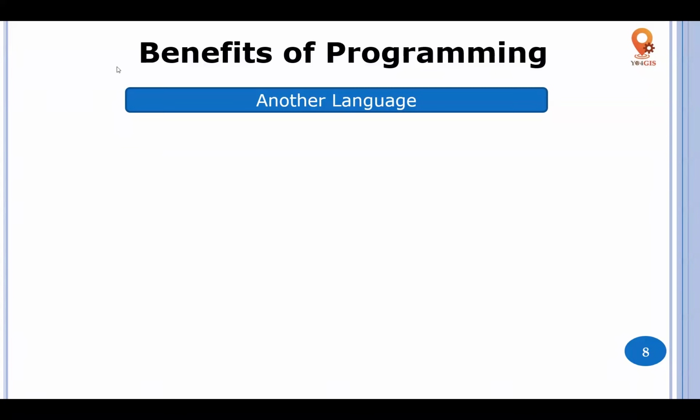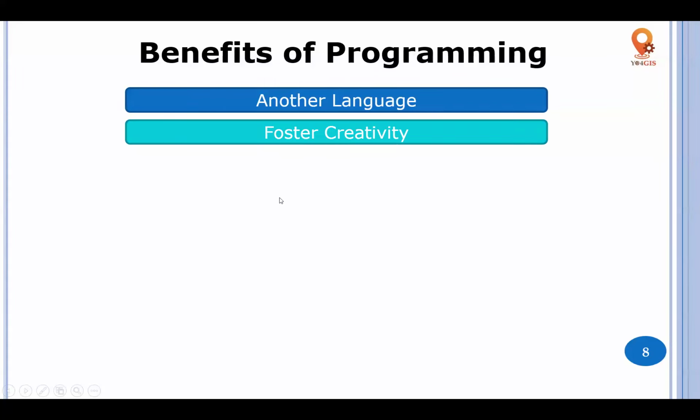Using that, we can interact with the computer. If I want to give some instruction to the computer, I have to know one language. That language we can use to tell the laptop, please do this thing. So for that, we need one language. That is basically another language we are using to interact with the computer.